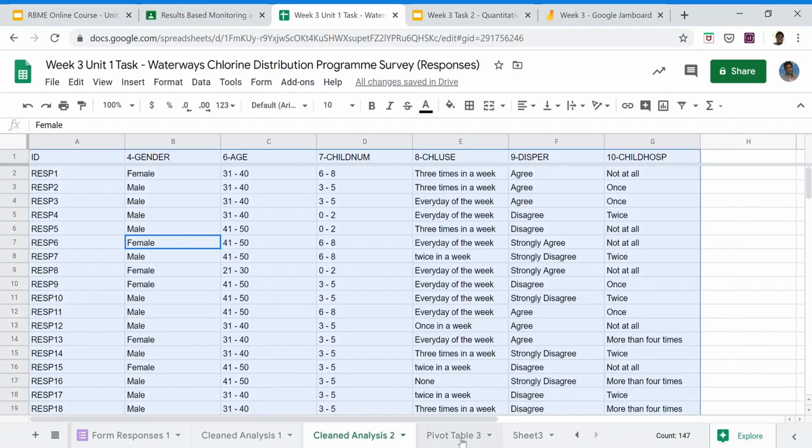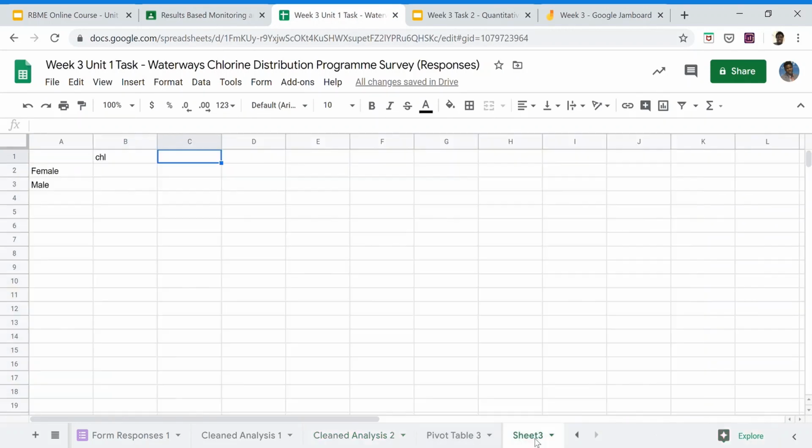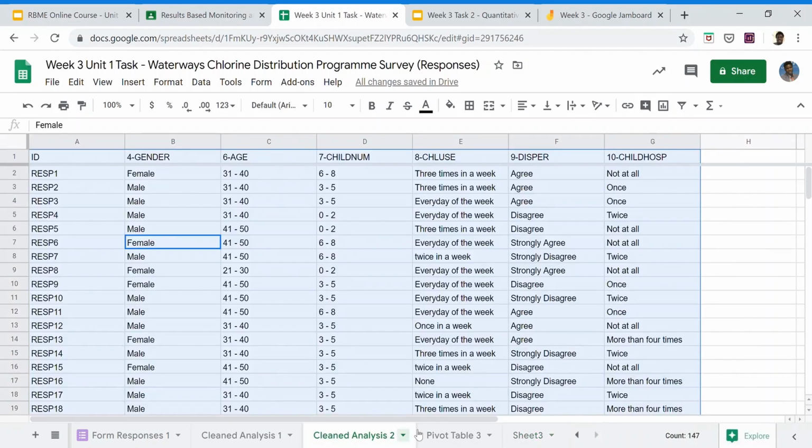So child use dispenser, chlorine use, and then what's the third one? Child hospitalization.